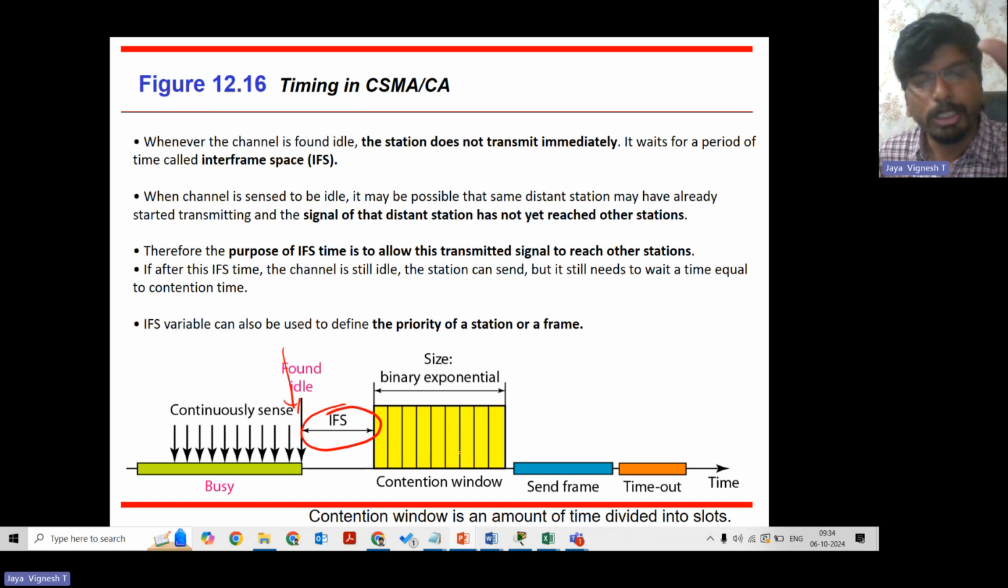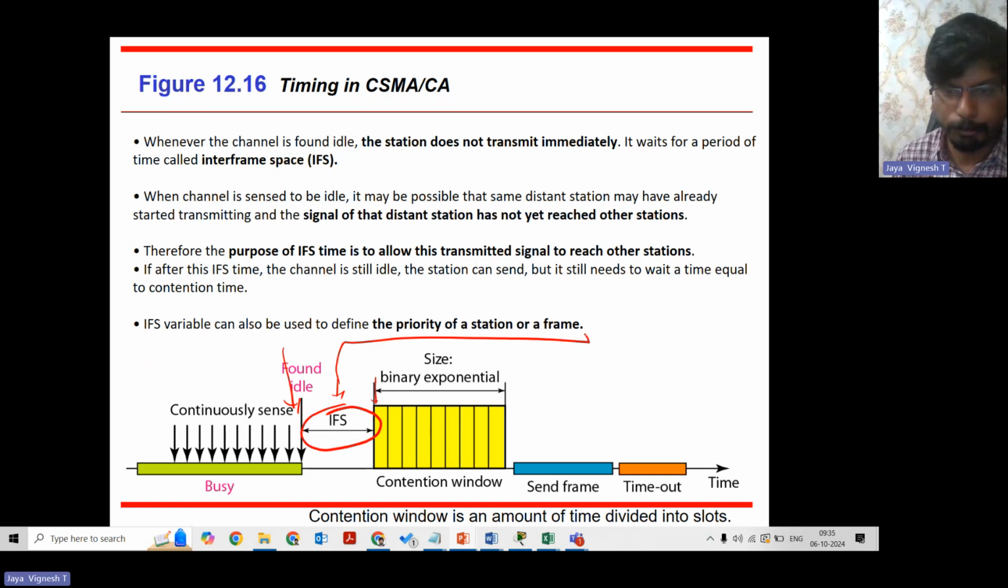So even after you find the medium to be busy, once you find it idle, you wait for a period of time called IFS. That way, if any distant station has already sensed the medium idle and started transmitting, after the IFS you check whether the medium is idle to see whether you can transmit. So that's the idea of bringing in IFS, and this is one main goal. You don't immediately transmit, but you wait for a period of interframe spacing.